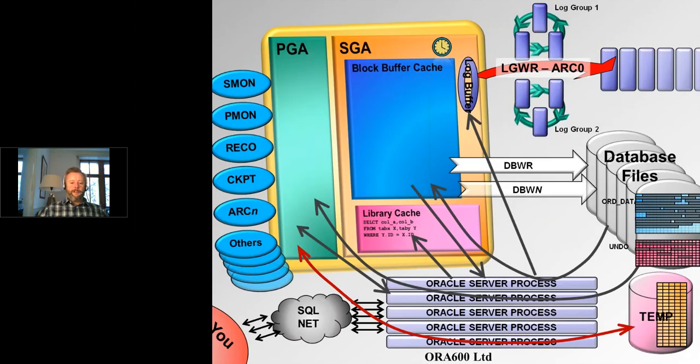So, this is a summary of a diagram. I've been talking about bits of this diagram all the time, and now hopefully all of it makes sense. You know that the buffer cache holds blocks. You know that stuff that goes into the PGA is just for your process, it's not shared. Why the log buffer and the log writer and the log groups are so important. That database is read in by your Oracle server processes and it's read out by database writers.